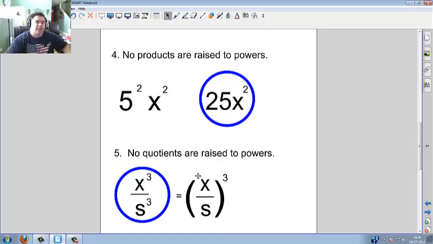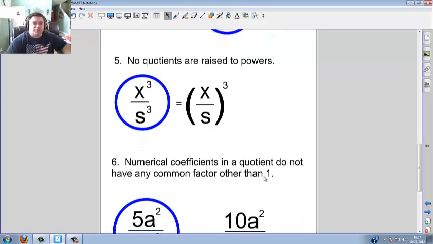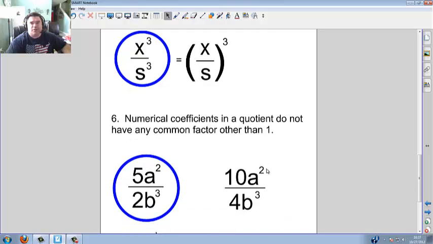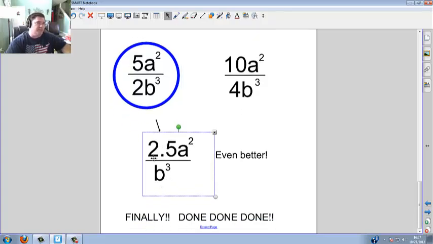So in other words, they want you to go ahead and get rid of the outside parentheses and distribute the power like this. And finally, numerical coefficients in a quotient do not have any common factor other than 1. So here, if you notice, 5 over 2 is okay, and the a and b can't mix. But here I could have divided both of these by 2 to get this, and that's why this is finished and this isn't. In fact, if you want, you can even make this 2.5 a squared over b cubed, but I would take either. Both are super dandy to me.